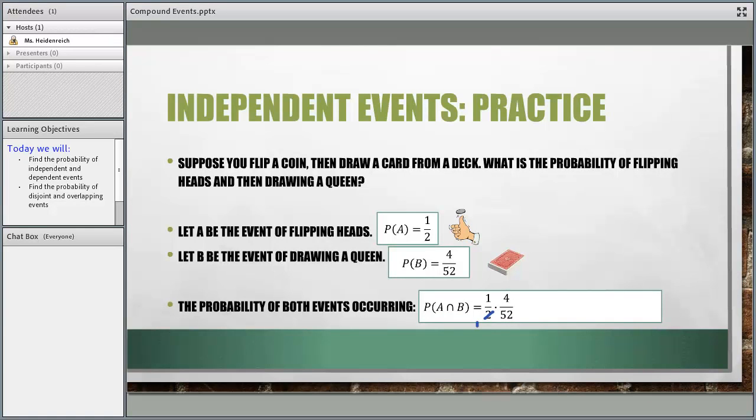If you simplify ahead of time, 4 divided by 2 is 2. Then you'll end up with 1 times 2, which is 2, over 1 times 52. I could have simplified a little more than that ahead of time, but I'll go ahead and do it now. If I divide them both by 2, I would get 1 out of 26. So that's the probability of both of these events happening.